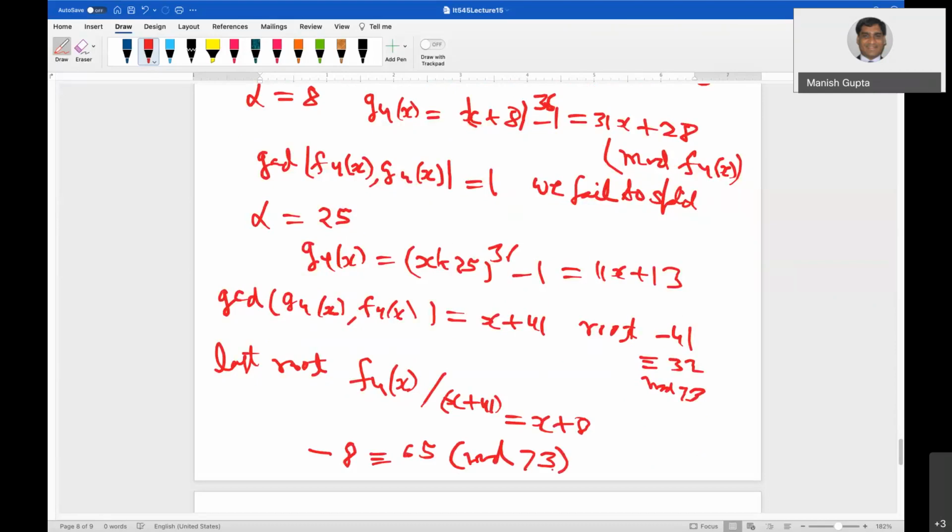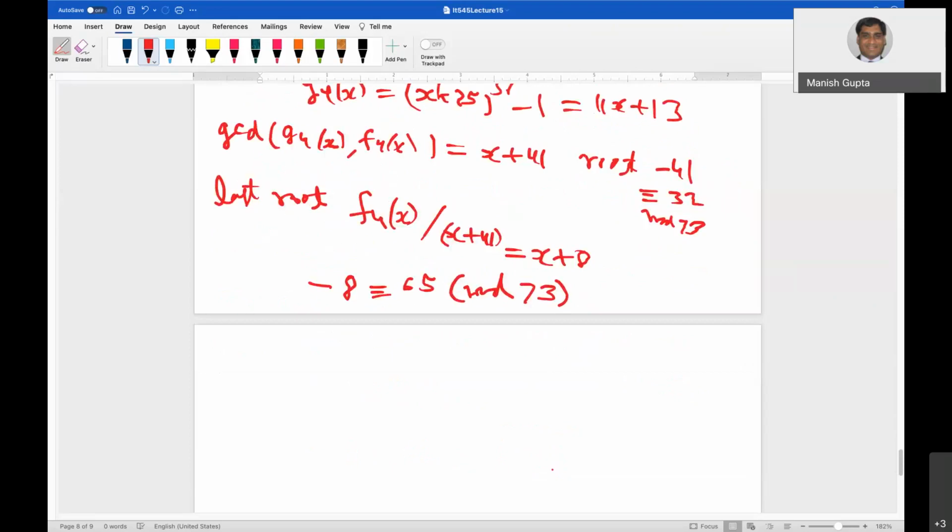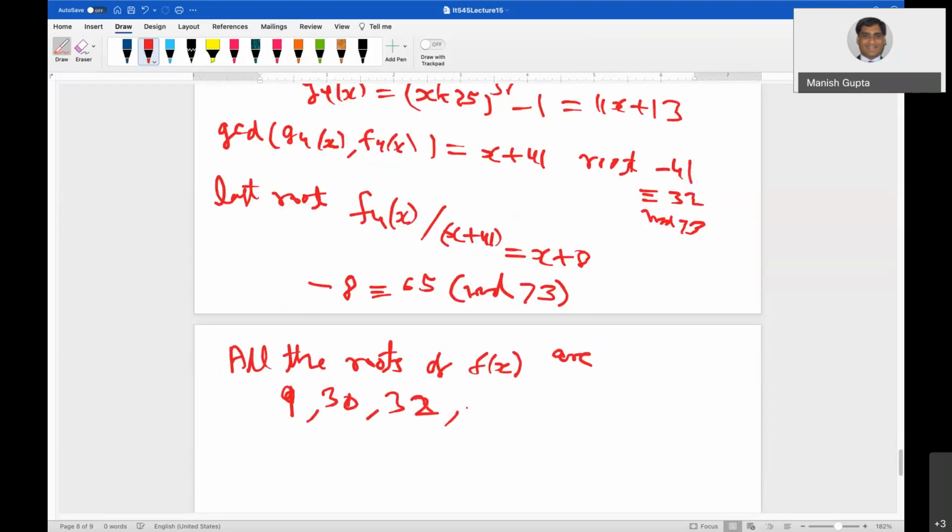So that means all the roots of f of x, which is of degree 6, remember, are 9, 30, 32, 65, 67, 72, mod 73.